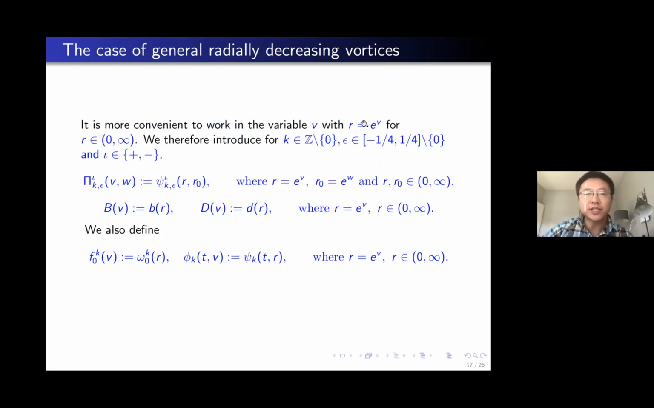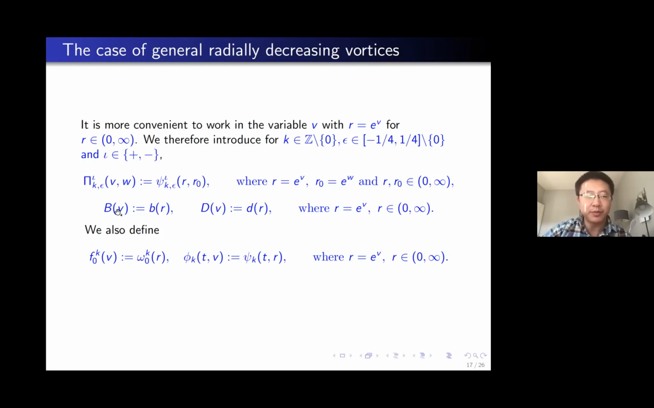Okay, so now let's switch everything to the variable V. V is log R. Now V is on the real line, so we can write this spectral density function in the V, W variables. W is log R naught, so R naught is e to the W. Now V and W are both on the real line.